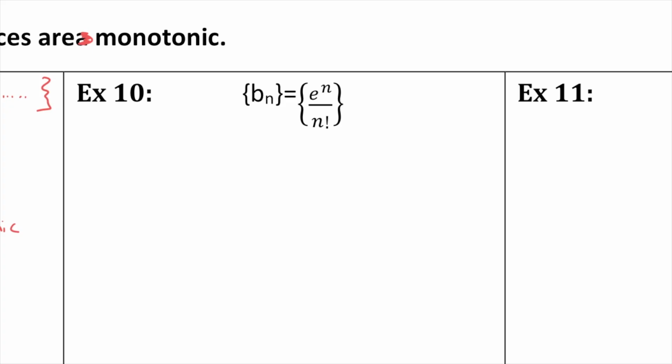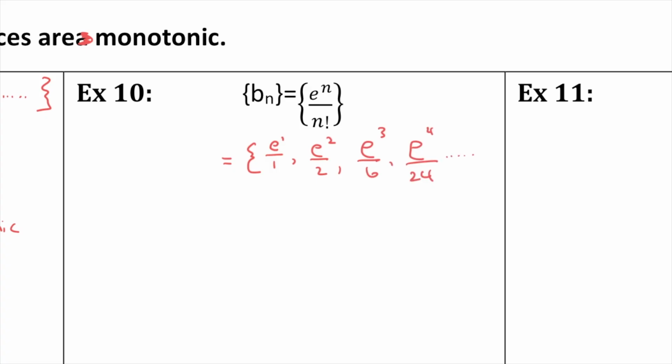All right, b sub n. For this one, we can't find a derivative. Let's write out a few terms, see what's happening. We will get e to the first power divided by 1 for our first term, e squared over 2, e to the third over 6, and then e to the fourth over 24, and of course this will continue.